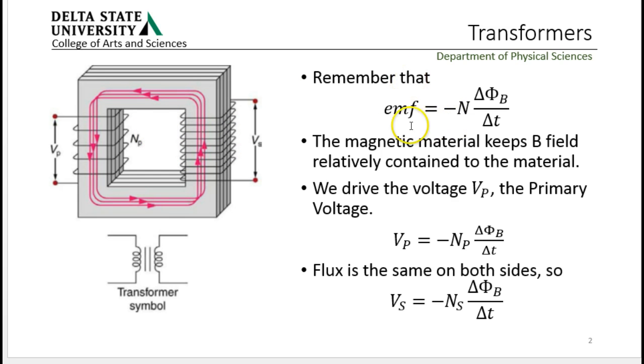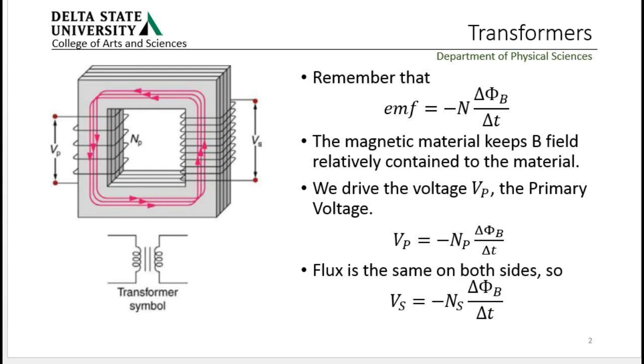Now if you remember from before, the EMF is minus N dΦB/dt. So in this transformer, the magnetic field lines are essentially confined to this magnetic material, and our primary voltage is minus the number of primary windings times ΔΦB/Δt. Since the flux is the same on both sides, i.e. there's no leakage outside of this ferromagnetic material, for the secondary the EMF, or secondary voltage, is minus the number of windings on the secondary times ΔΦB/Δt.